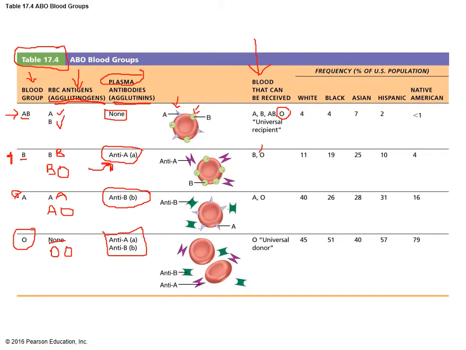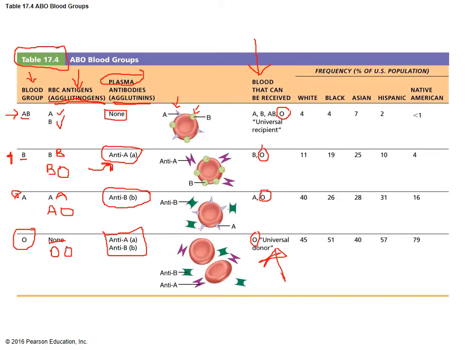And why is that? Well, because O is the naked red blood cell. The immune system doesn't recognize it. So I can take O blood and put it in anybody's bloodstream because those receptors will not alert the immune system. And that is why O is called the universal donor. It can give blood to everybody.